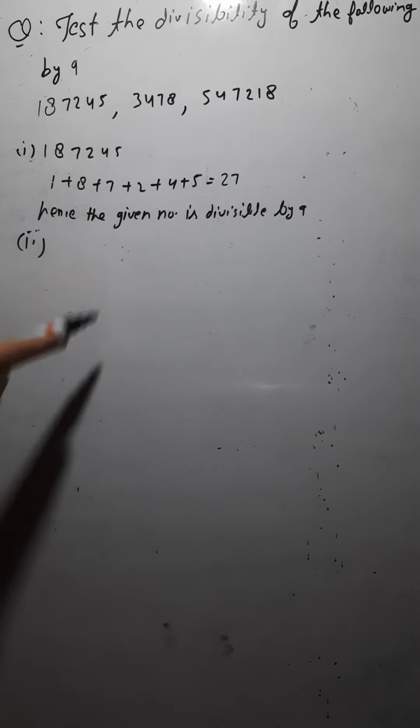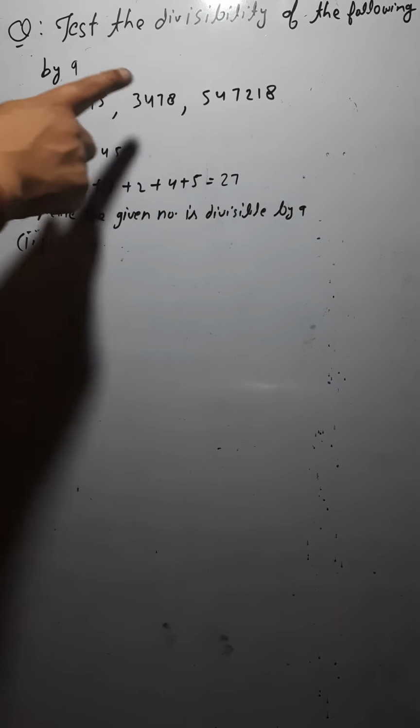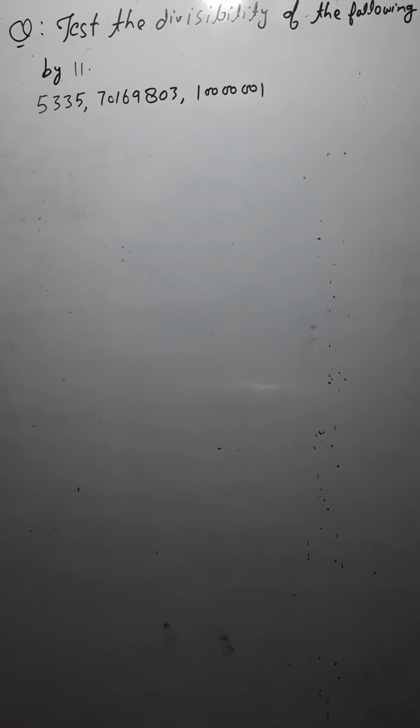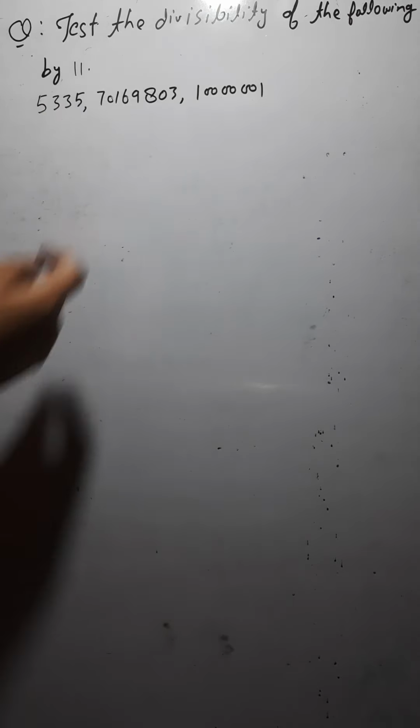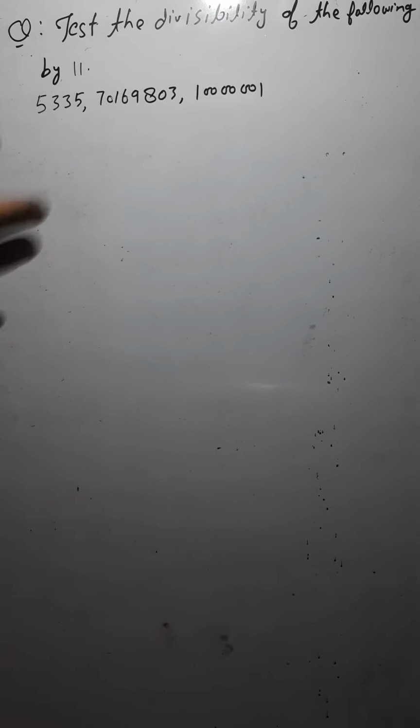Similarly, you would do the third question also. Okay, are you getting this or not? Okay. So second and third you have to do on your own. And now in this question you have to test the divisibility of the following by 11. So whether these three given numbers are divisible by 11 or not, you have to check this.